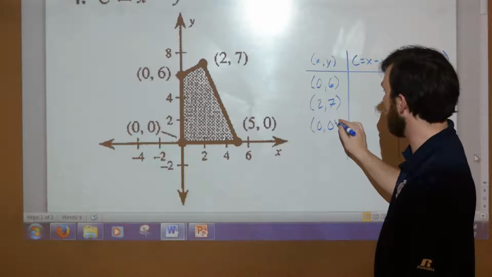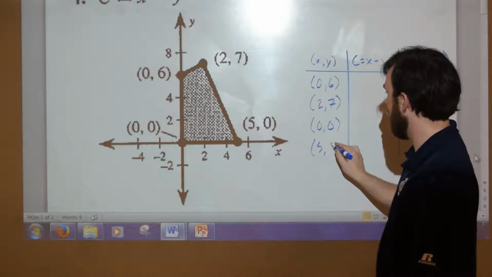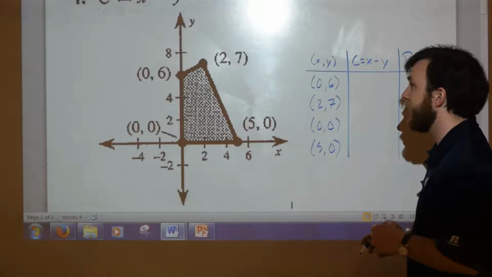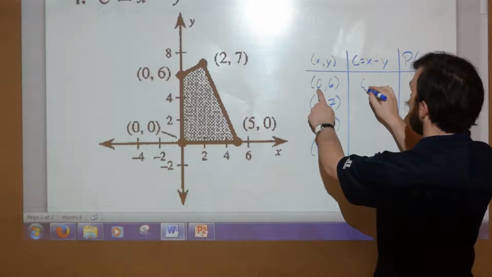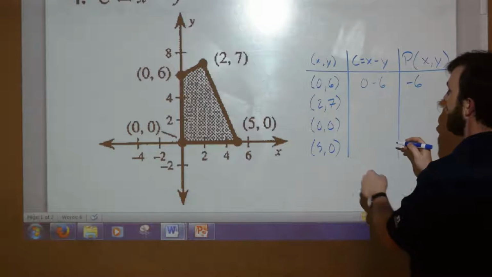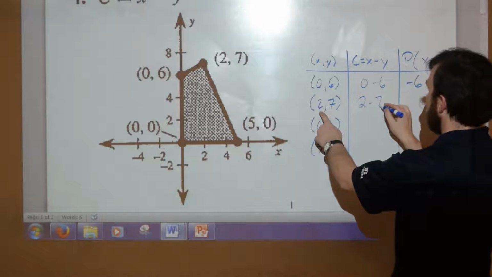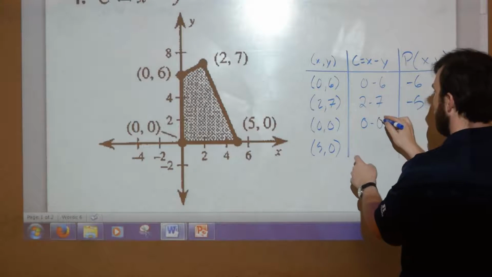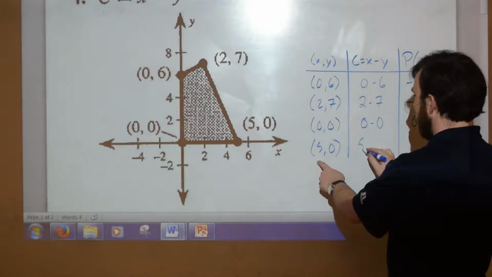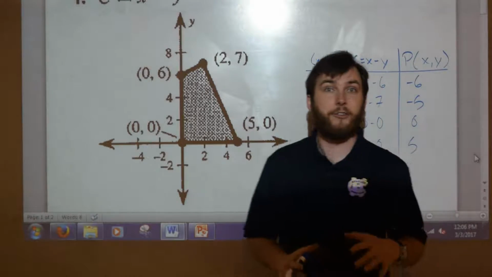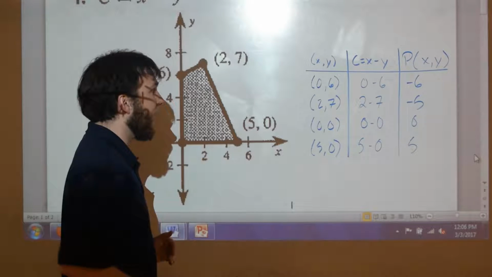The order doesn't really matter. And I'm going to plug them into the objective function x minus y. So 0 minus 6, and I'm going to make a note of that. 2 minus 7 equals negative 5. 0 minus 0 is 0, and then 5 minus 0 is 5. It's super quick when it's already graphed for you.